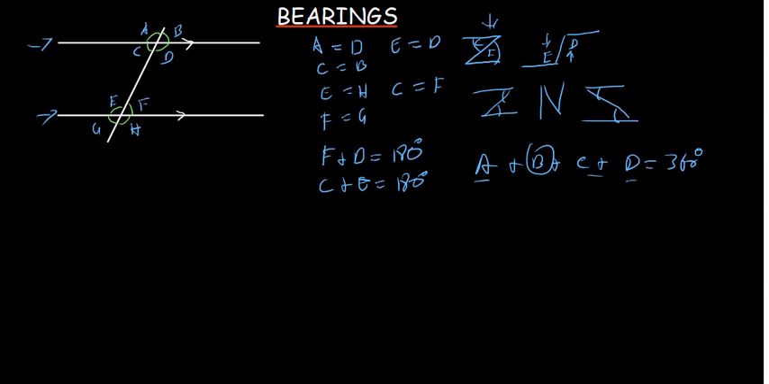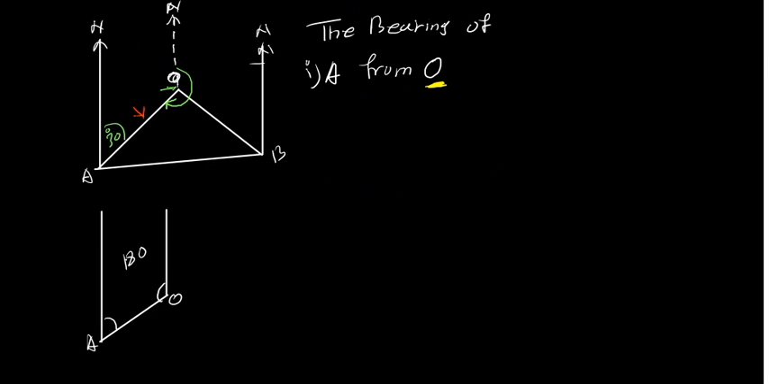Sorry, C and E rather. C and E are equal to what? 180. Or F and D are equal to what? 180. So it's just a matter of you ignoring whatever you can ignore to get whatever you want to get.